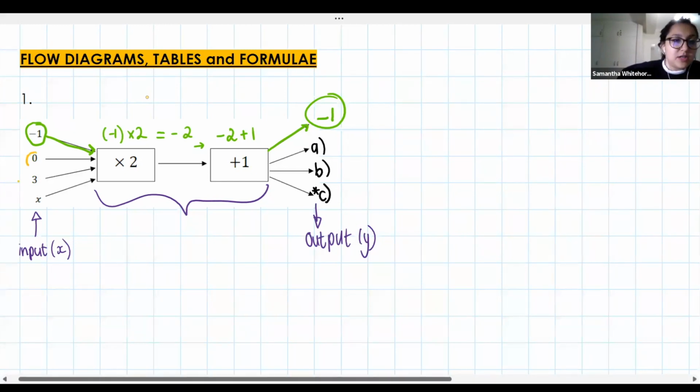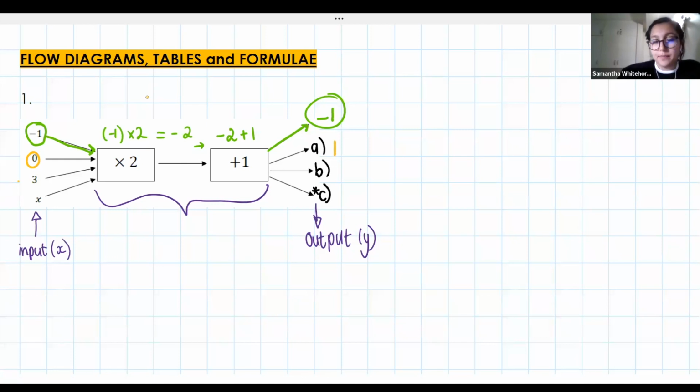All right, so if we start with 0, 0 times 2 is 0. Remember, anything times 0 is 0. So 0 plus 1 is 1. If we then look at our next input, we've got 3. 3 times 2 is 6, plus 1 is 7. So A is 1, B is 7.